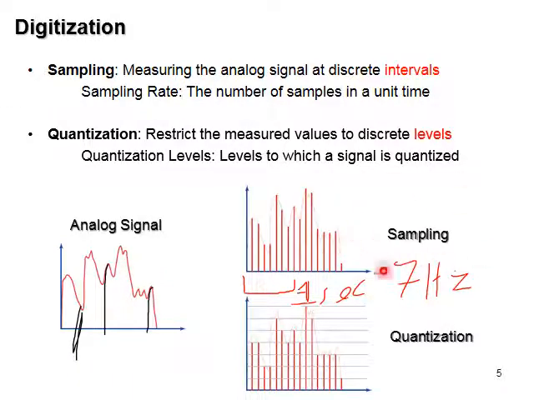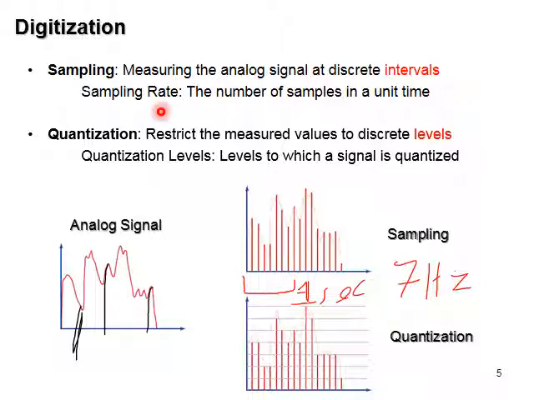So this is sampling. Now, what is the advantage and disadvantage of a high sampling rate? Of course, as you increase sampling rate, as I just mentioned, you will get a very good representation of the signal. So this is the advantage of having a high sampling rate.